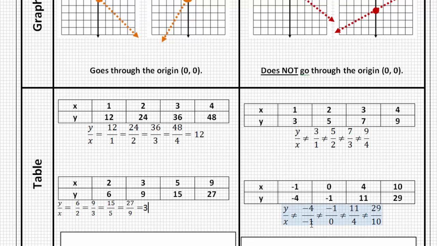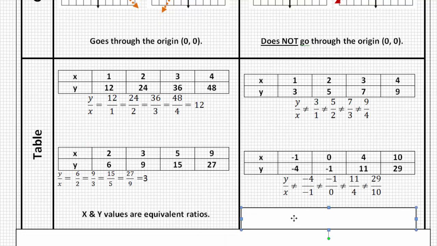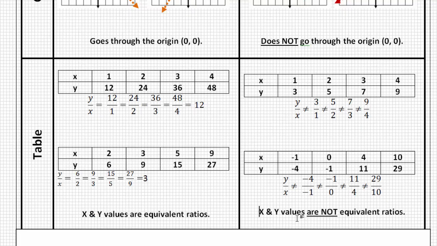-4 divided by -1 from our table makes 4. We can't divide by 0. 11 divided by 4 and 29 divided by 10 all make a different value, so they are not equivalent fractions. So that is one pattern that is an easy way to check if our tables represent a proportional relationship. They will have equivalent ratios created by the x and y values, whereas our non-proportional relationships will not have equivalent ratios when we use their x and y values.